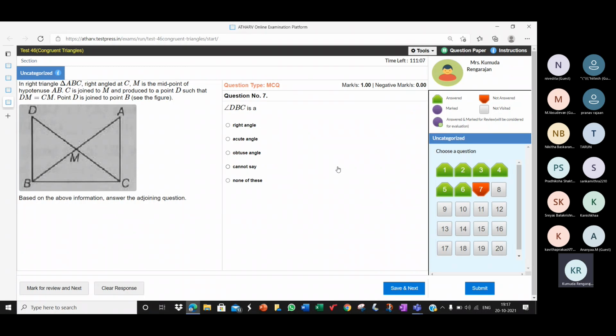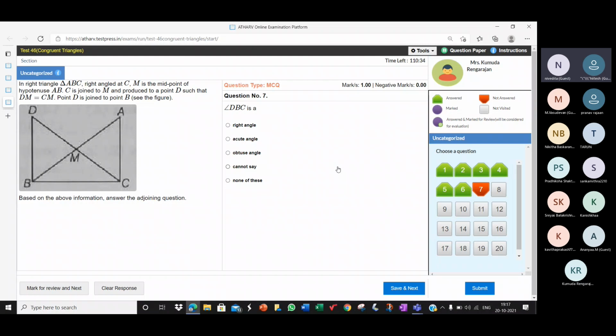Angle DBC is a right angle. The answer is right, but it's not given that it's a right angle. How do we know it's a right angle? Ma'am, it's given that in right triangle ABC, it is right angled at C.